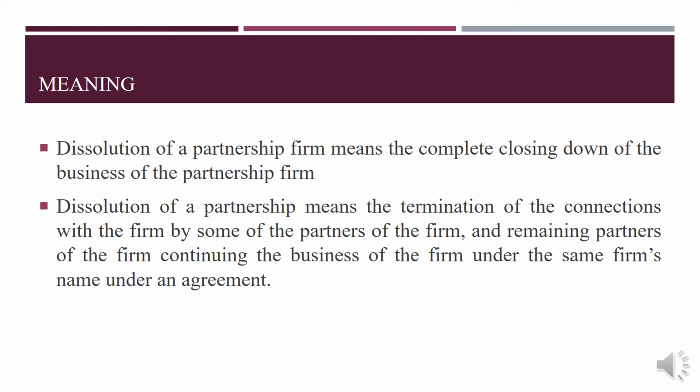Whereas in the second case, dissolution of partnership, for example, if there are three partners, one may terminate from the partnership, and the remaining two are going to continue the partnership business. So this is called dissolution of partnership. Whereas if the entire business got closed and no one is going to continue the business, then it is called dissolution of partnership firm.